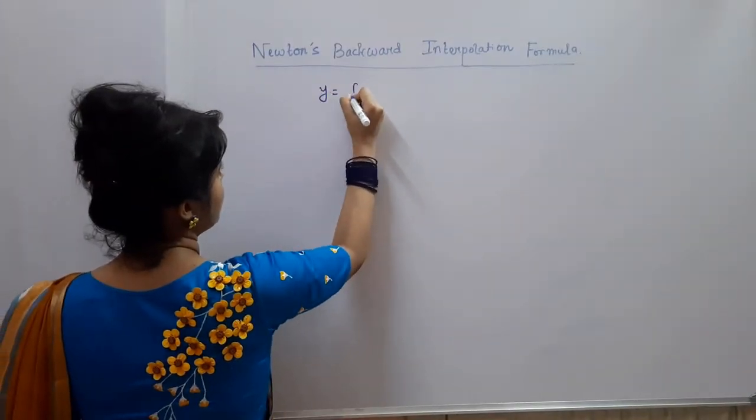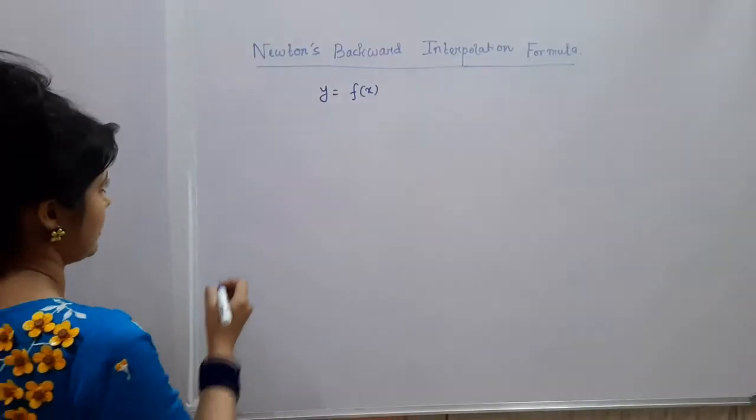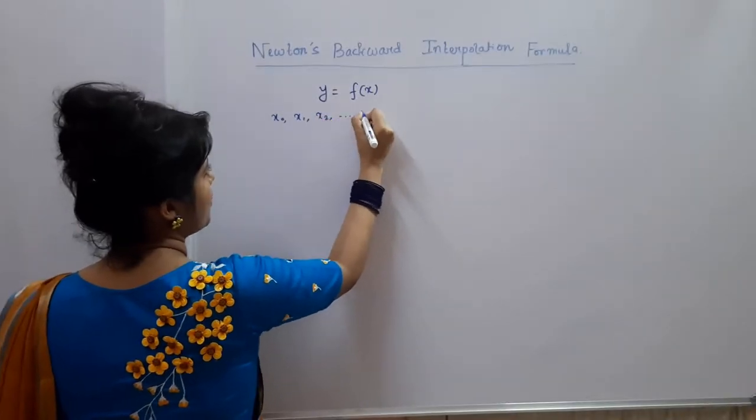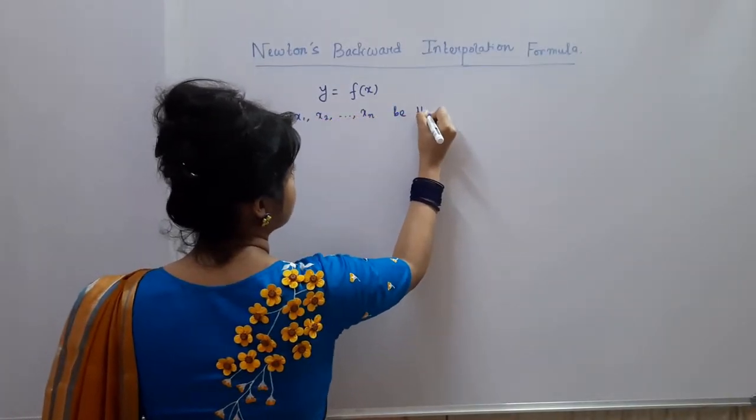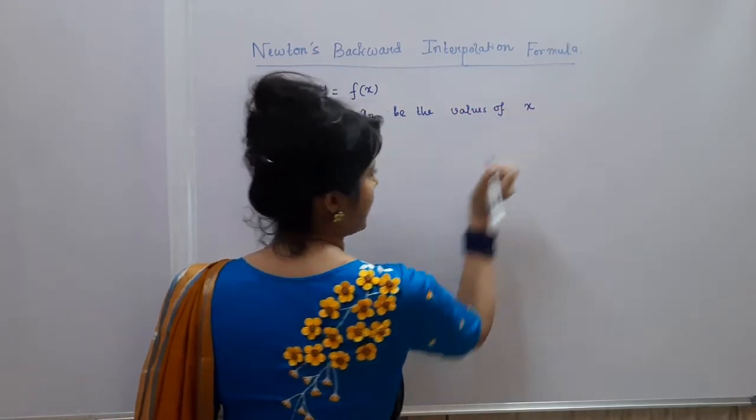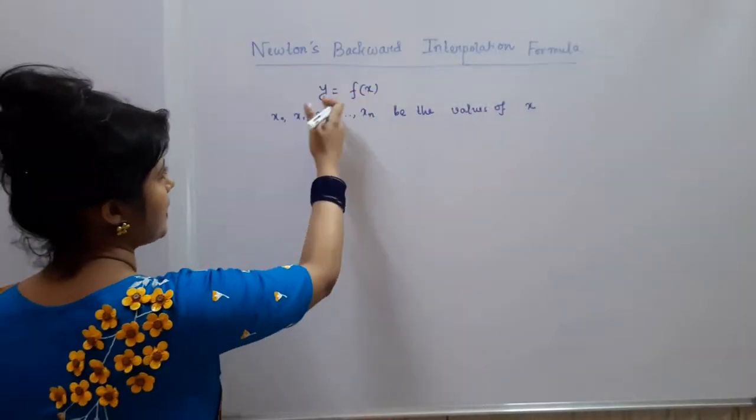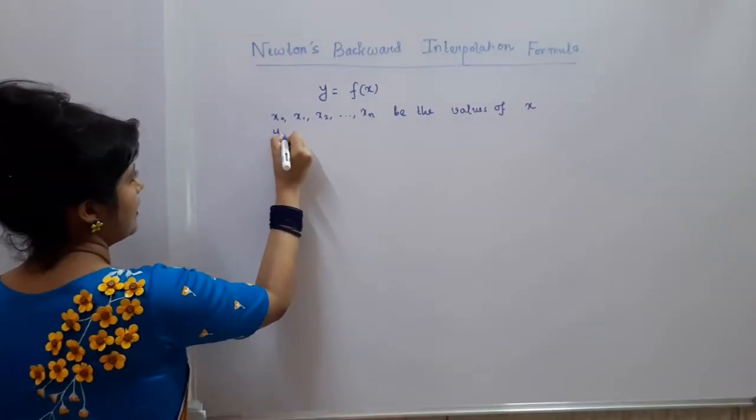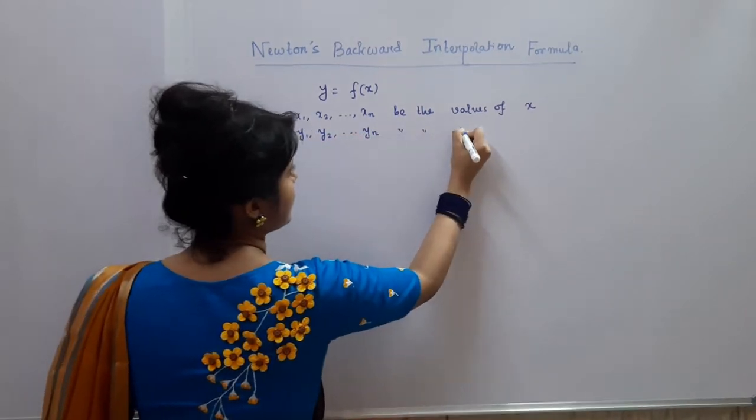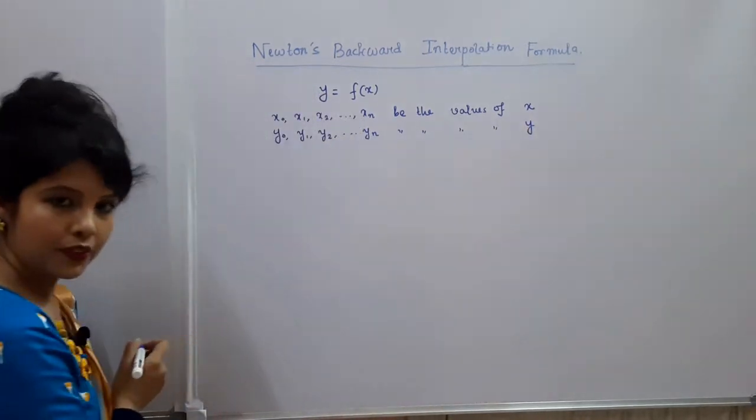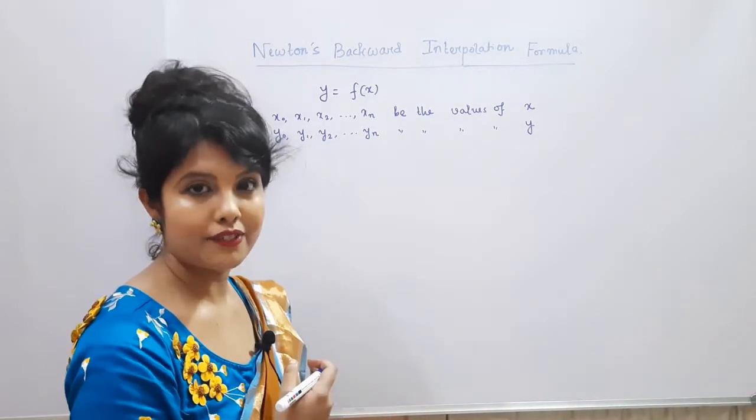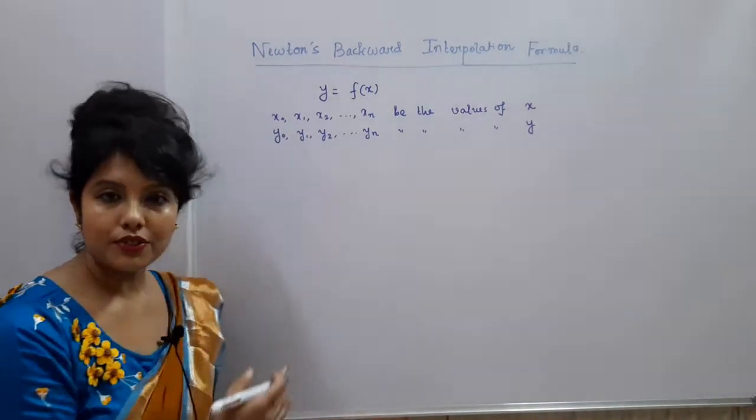So let y equal to f of x, this is a function, and x0, x1, x2 up to xn be the values of the independent variable x. Clearly x is independent and y is dependent on x, and y0, y1, y2 up to yn be the values of y.